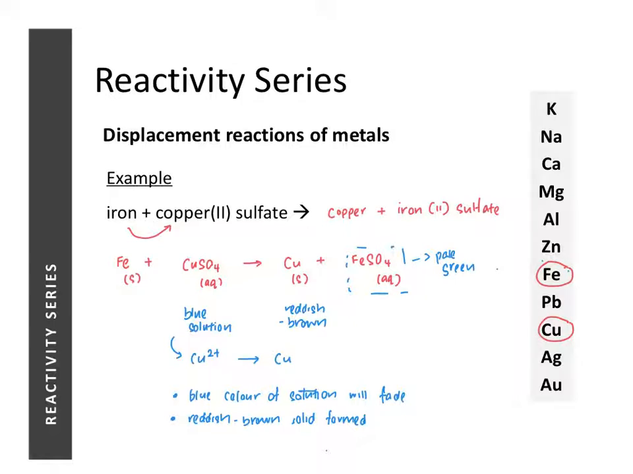So the likely observations that you will make when you throw iron into copper 2 sulfate are, number one, the blue color of the solution will fade to colorless, or very pale green. Second, a reddish brown solid appears or is formed. Due to the very distinct observations for this reaction, this particular example is very, very often tested.